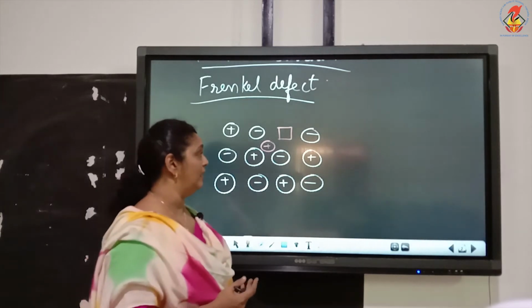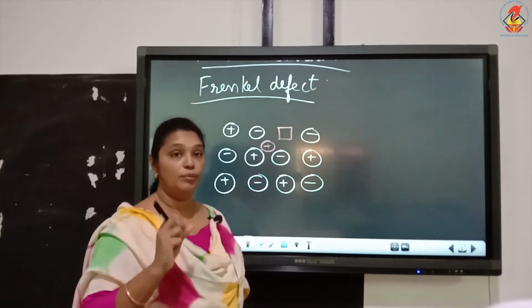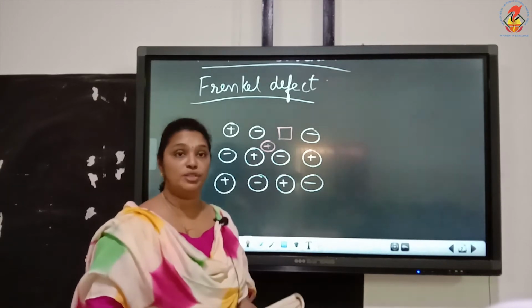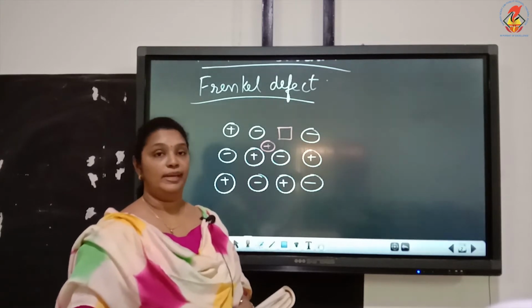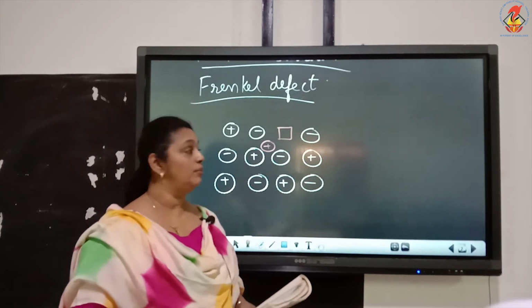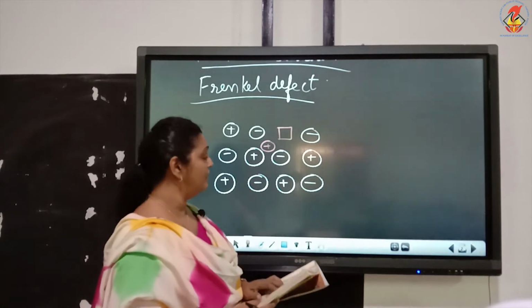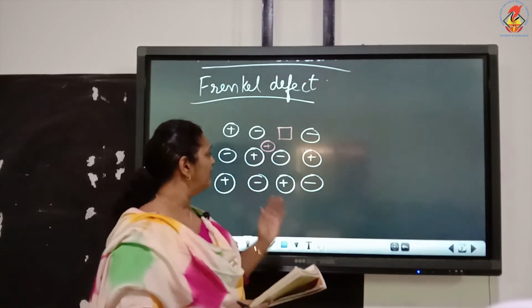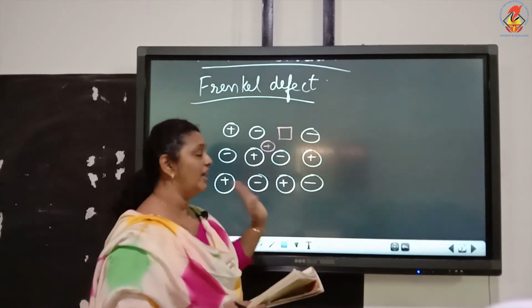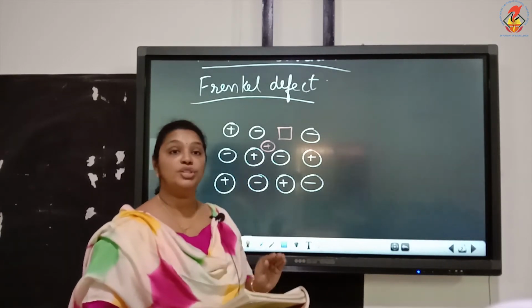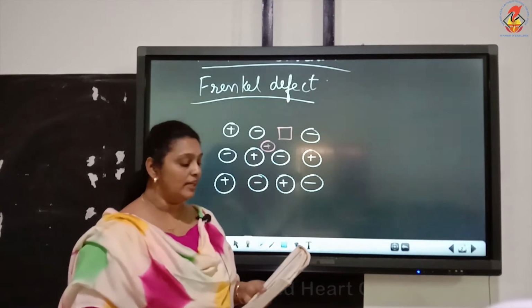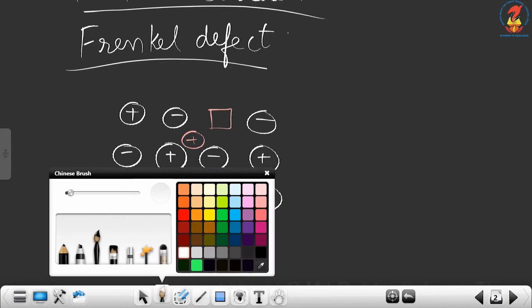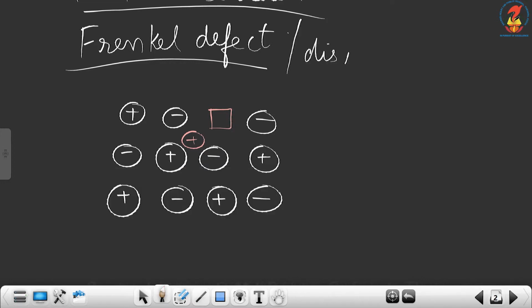So, this is Frenkel defect, that is, a cation will get dislocated from its original position and occupy an interstitial site, and this is found in ionic solids. Now, will Frenkel defect cause any change in the density of the solid? Nothing is going out. We have the same number of cations and anions, which means there is no change in the density of the solid in Frenkel defect. This Frenkel defect can also be called dislocation defect.